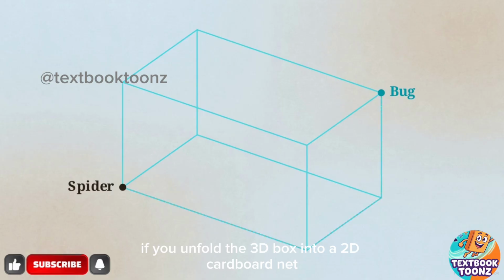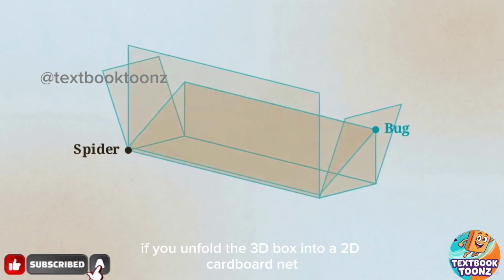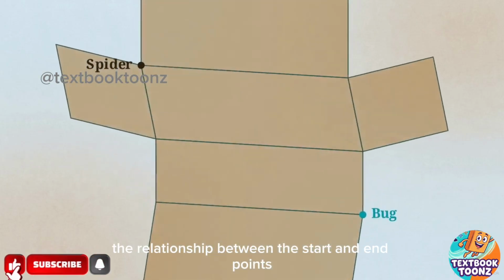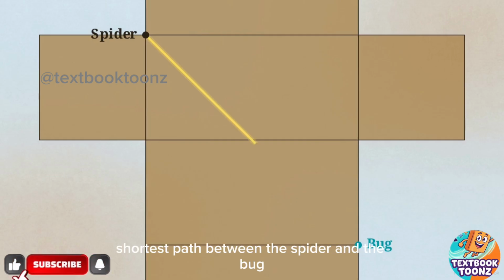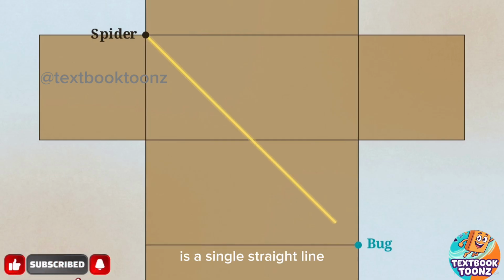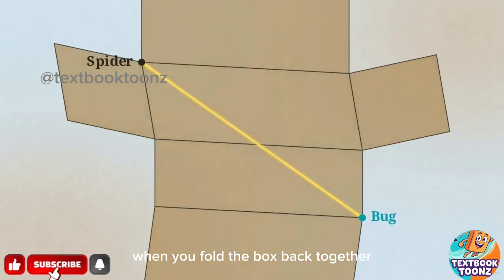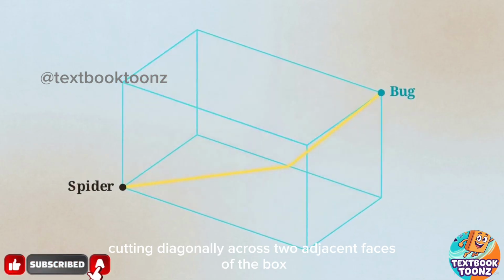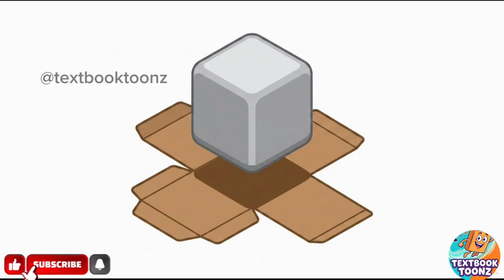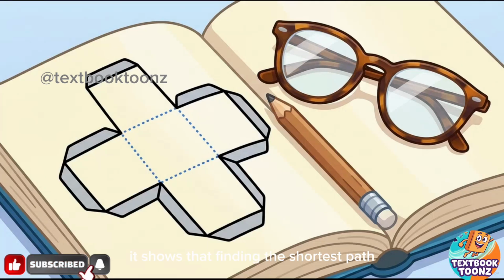If you unfold the 3D box into a 2D cardboard net, the relationship between the start and end points becomes visible on a single flat surface. On this flat plane, the absolute shortest path between the spider and the bug is a single straight line. When you fold the box back together, that line reveals the true shortcut, cutting diagonally across 2 adjacent faces of the box. Flattening a 3D surface into a 2D plane simplifies the problem. It shows that finding the shortest path in 3 dimensions often begins by looking at the surfaces in 2.